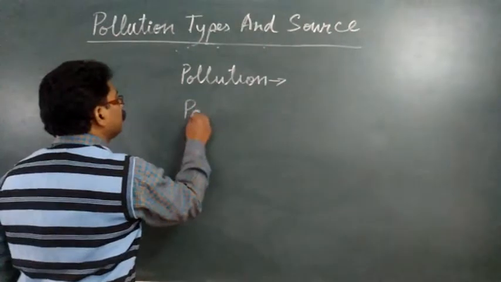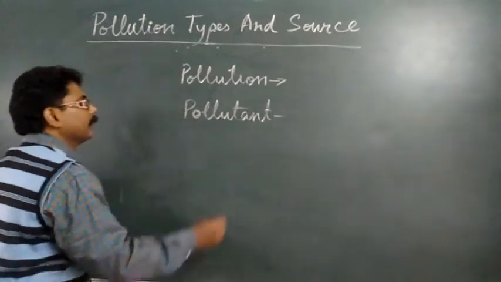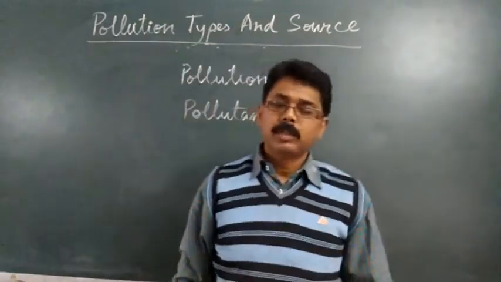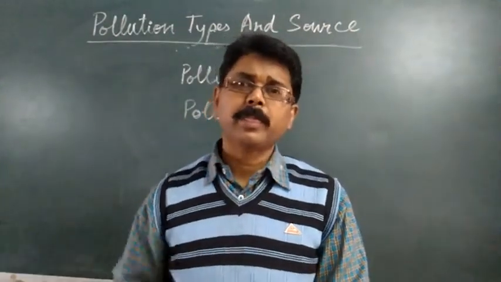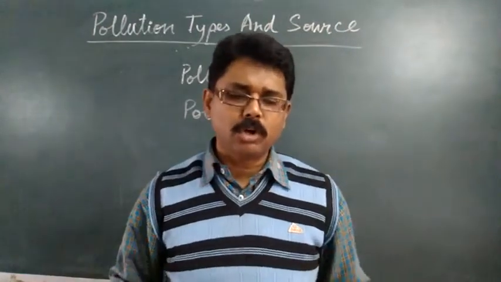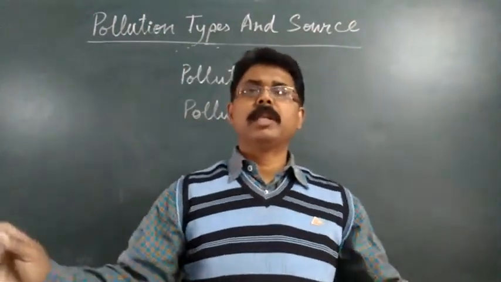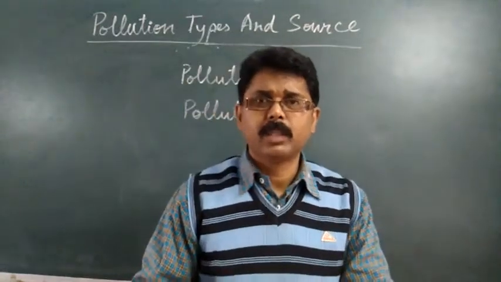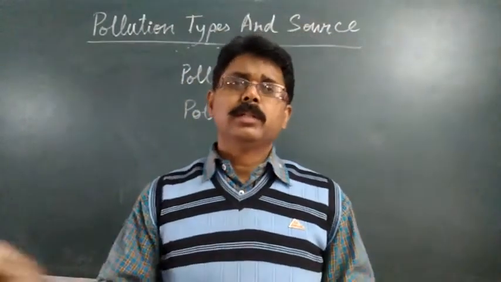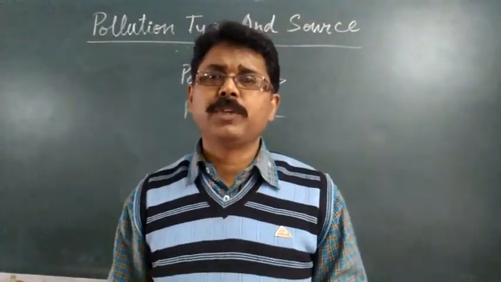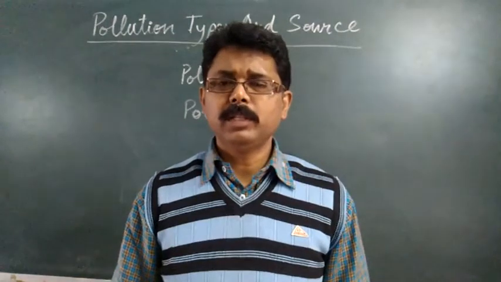The next important term is pollutant. There are so many substances which degrade the environment, or you can say nature, and these substances are called pollutants. For example, we can take the very common example of carbon dioxide. Usually carbon dioxide is present in the atmosphere, and the amount of carbon dioxide in the atmosphere is 0.03%, which is a very small amount.